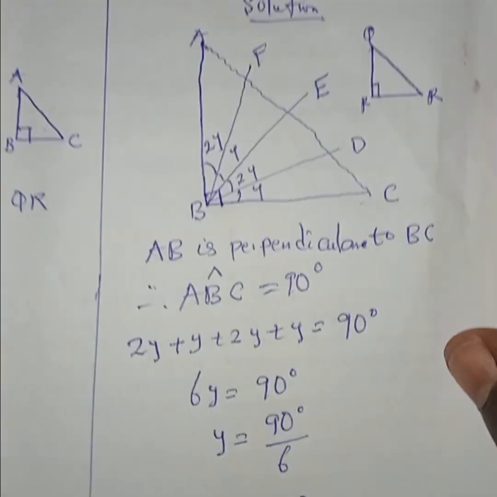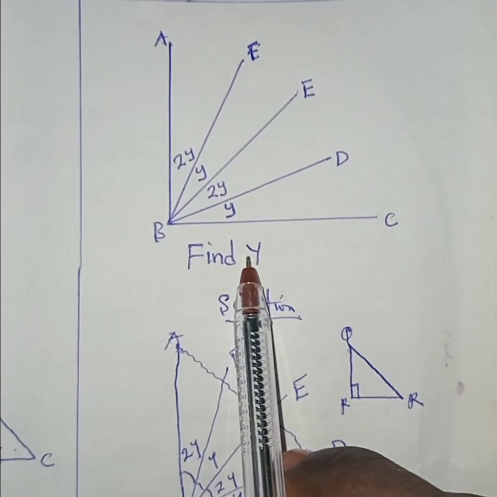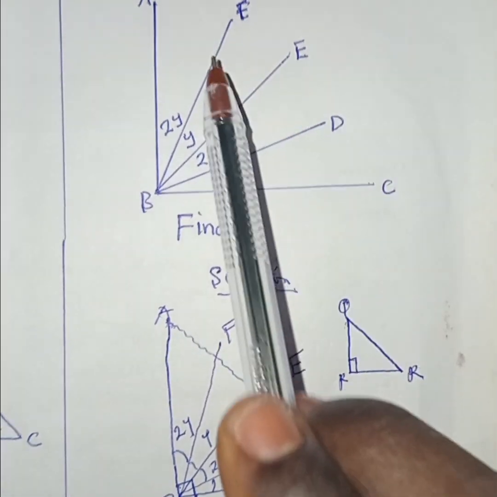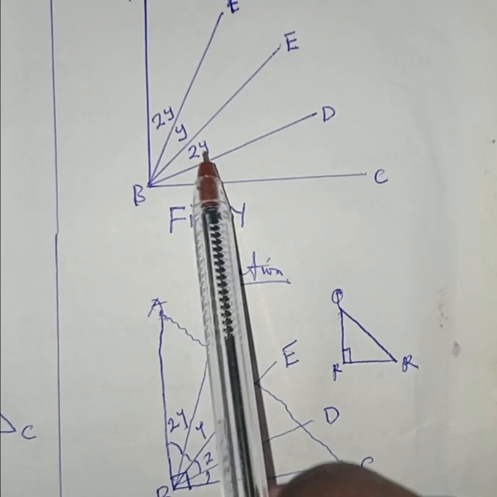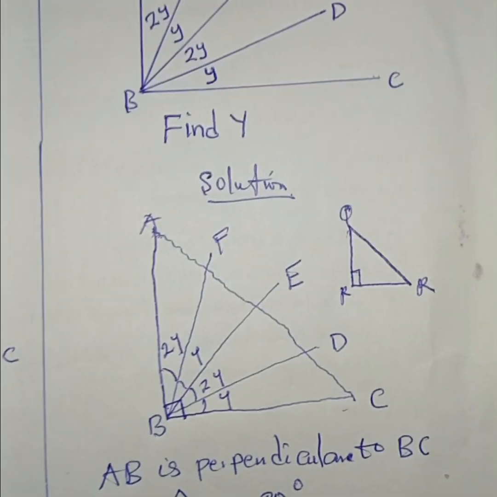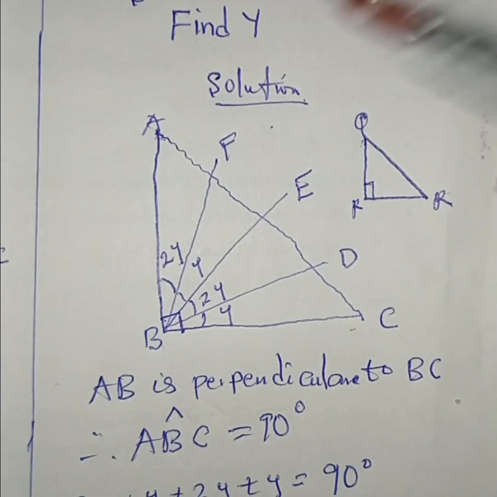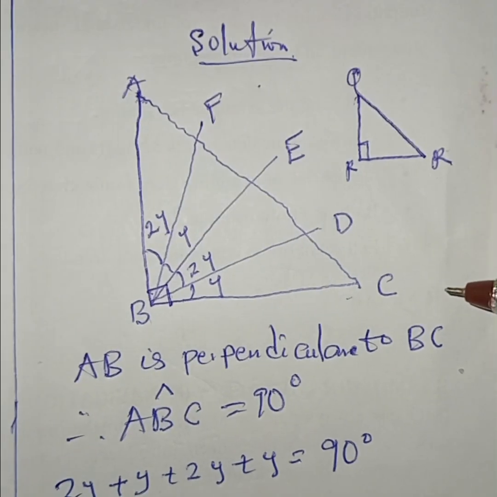So before we go, let me quickly give you a rundown of the solution again. So we have a diagram before us. The diagram says find the value of y. So we have A, B, C, D, E, F. And inside the diagram, we have 2y, y, 2y and y. So if you have been following my channel, the first thing you are going to do before providing a solution to any problem in mathematics, you say what? Solution. Now, remember that if you look at the diagram very well, you find out that AB is perpendicular to BC.